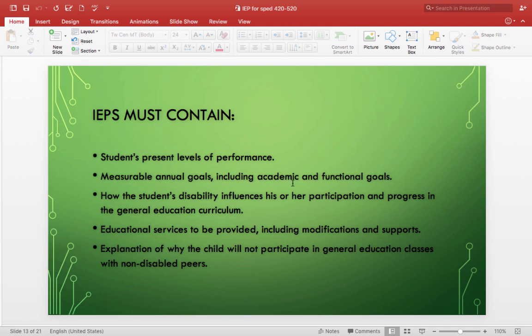Measurable annual goals. So we always want to do those academic and functional behavioral goals. How does their disability influence their participation and progress in the gen ed curriculum? Are they able to take advantage of that? If not, we must say why and why not, okay? Modifications and supports. And if they're not going to be participating in the general ed classes with their non-disabled peers, we have to be very clear as to that, and I've said that twice now.